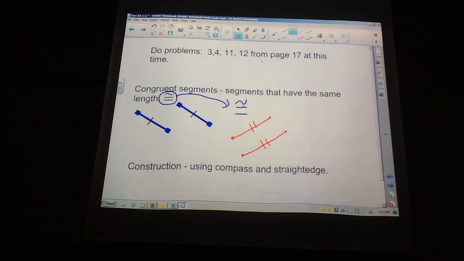How to write a congruent statement between segments. Let's say that these two blue segments were a congruent statement that I was writing. If this is point A and this is point B, this point C and this point D, then I would say segment AB is congruent to segment CD.